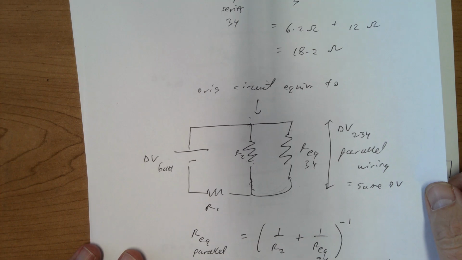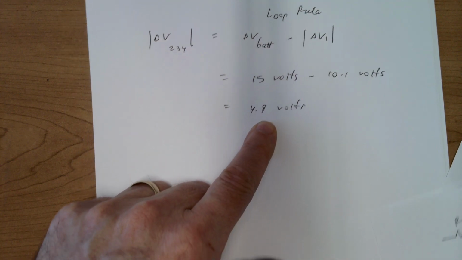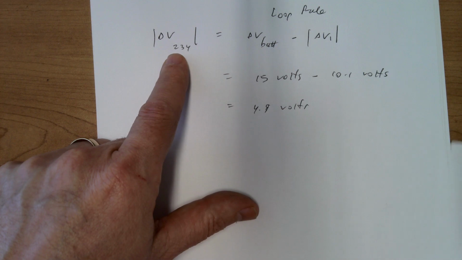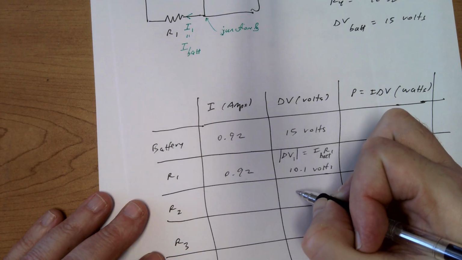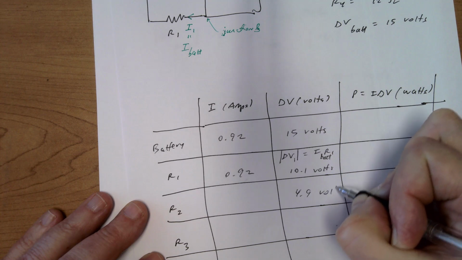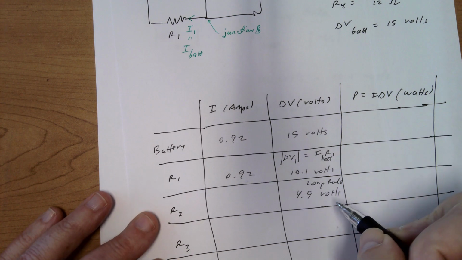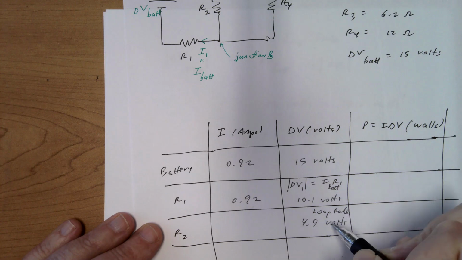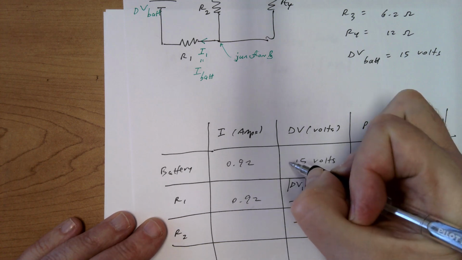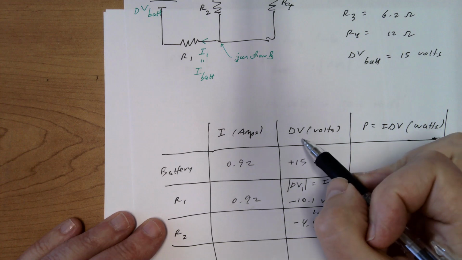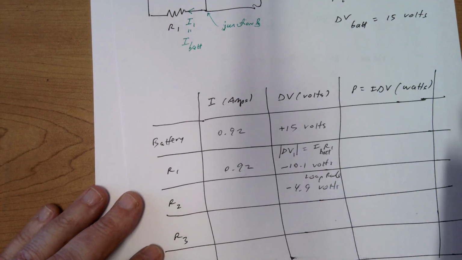I'm going to take what I just solved for, which was delta V 234. I got 4.9 volts in magnitude. That's an absolute value. I'm going to put that up here for resistor 2, 4.9 volts. I'll just make a note. We found that by the loop rule. I'm going to go ahead and put the signs here. So the absolute value was 4.9 volts, but because it's a resistor, that's a drop. Same for R1, that was a drop. The battery has a voltage rise. So these voltage differences are not absolute values. Some of these are plus and some of these are minus. Okay.